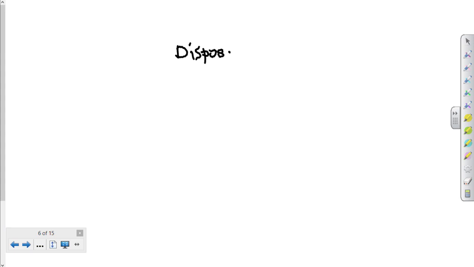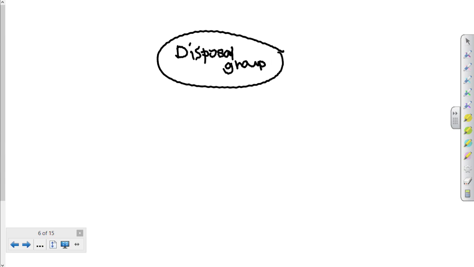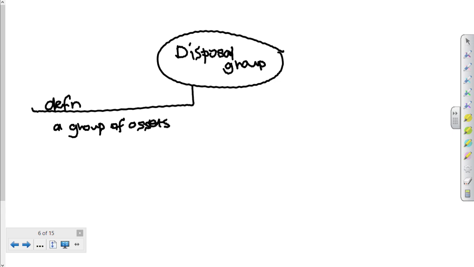All right, disposal groups. Sometimes it happens that you are selling assets as a group of assets. Yeah? So let me give you just a quick example. A disposal group, if I do a definition, is a group of assets disposed of or being disposed of in a single transaction.